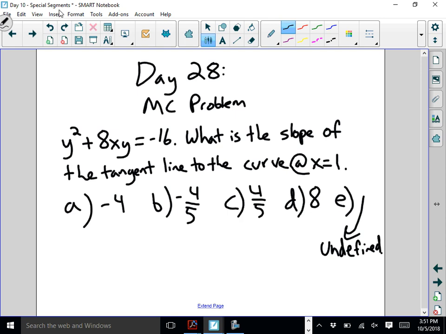Now on the surface, this looks like a pretty standard problem. Right? We're looking for slope of tangent line, so obviously we need the derivative. So we're going to find dy/dx and then plug in x equals 1. Problem is we're used to plugging in on these implicits. They usually give us both x and y. They only give us an x value here. So we need to think about that.